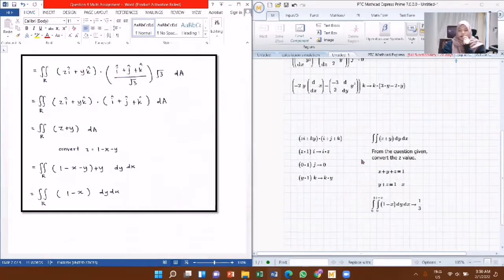After that, from the question given, we have the equation x plus y plus z is equal to 1. From this equation, we convert the value for z into this, so the z we will get is 1 minus x minus y. We insert this into the z value. After that we will do the integral, where we get 1 minus x. So we integrate with respect to y with the limits 0 until 1 minus x, and x is 0 until 1. After we integrate this, we will get 1/3.